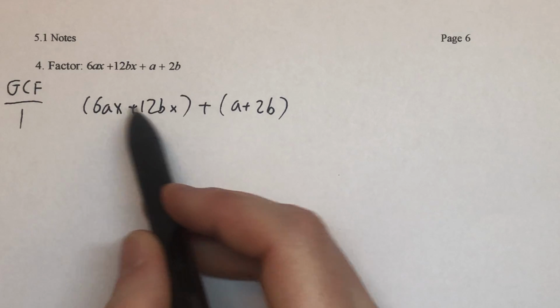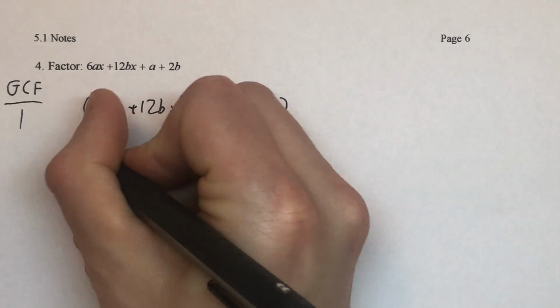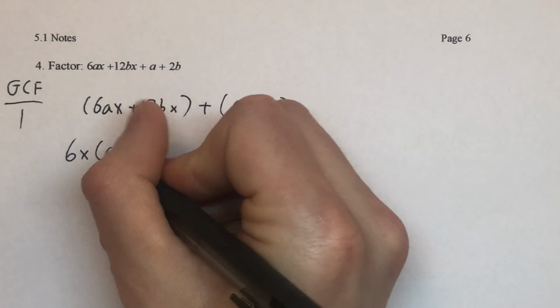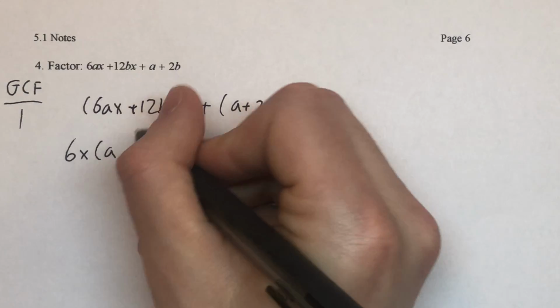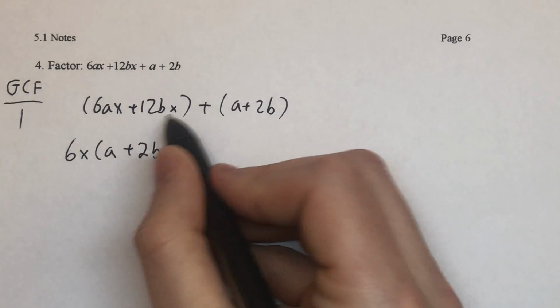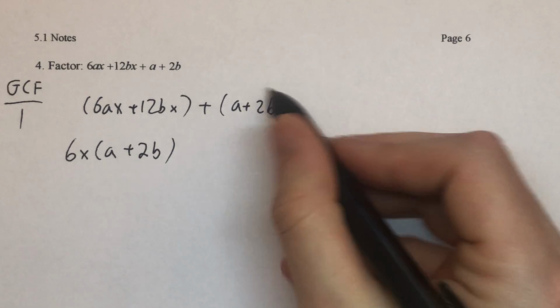First group, we've got a 6 in common as far as the numbers are concerned, and an x in common with the variables. So factoring all that out, all that's left there, we didn't factor out the a. Here, we had to do 6 times a 2 to get 12, and we didn't factor out the b, but we factored out the x. So that's what's left there. This other group of 2, notice there's nothing in common.